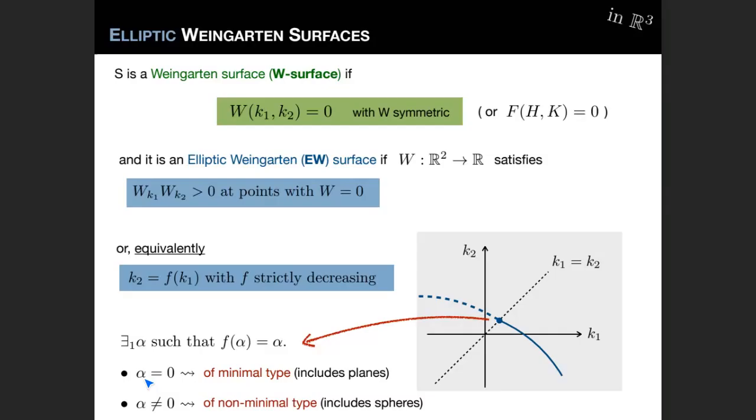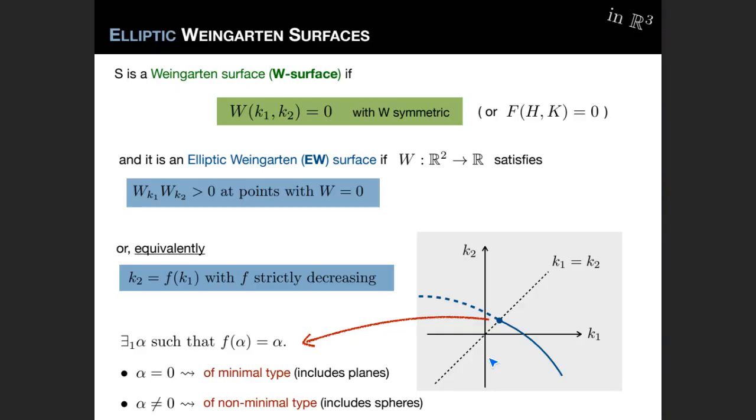And if this value is equal to 0, we are going to say that the surfaces are of minimal type. And if this value is different from 0, as it happens in the example that is pictured here, we are going to say that the Weingarten surface is of non-minimal type.